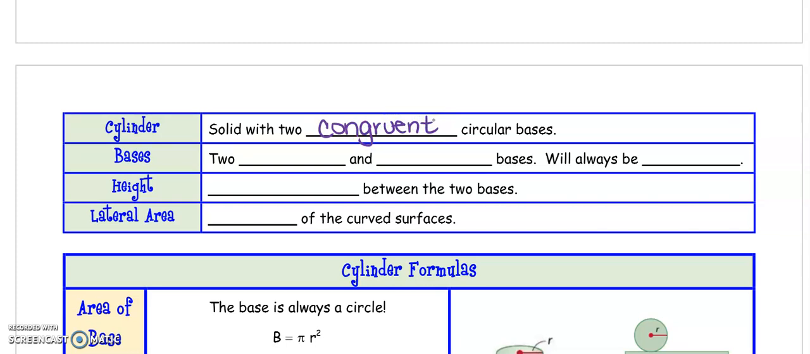All right, the bases are going to be 2 congruent and parallel bases. They will always be circles. The height still refers to the distance between the two bases, and the lateral area is still the area of that curved surface.